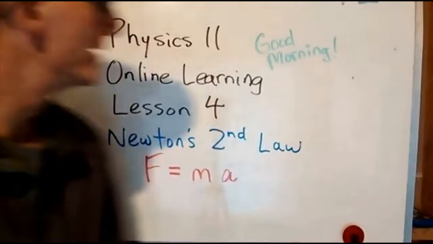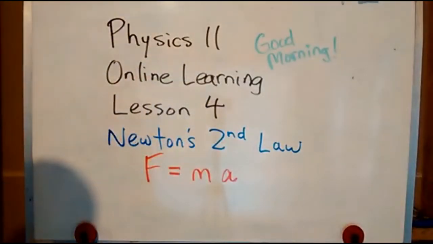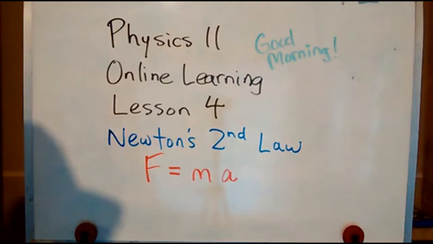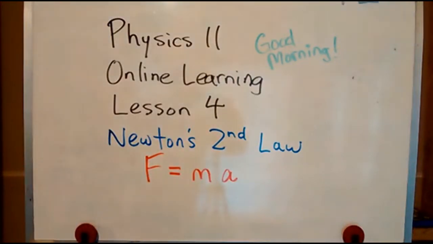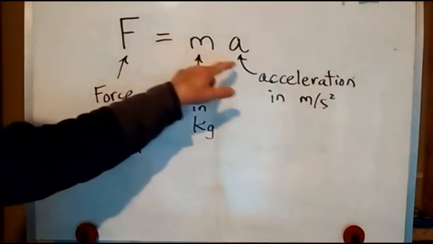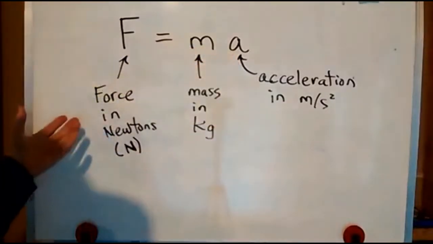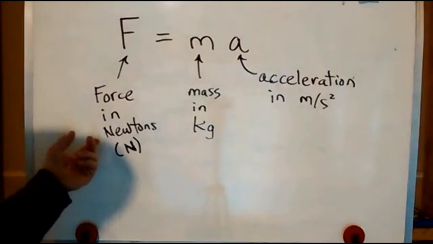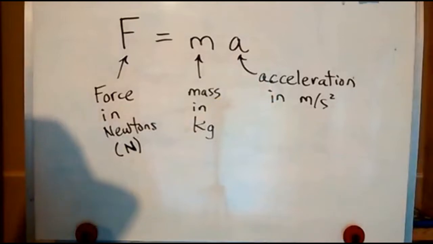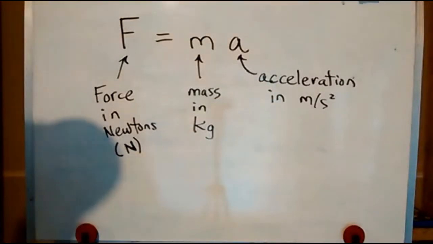It's Mr. Crich, and today we are into lesson 4 of the online learning, Physics 11, and it's about Newton's second law, which of course is F equals ma, or as we'll find out later, F net equals ma. This is the formula for Newton's second law: force equals mass times acceleration. Force, in the metric system, certainly in physics, is in newtons, mass is in kilograms, and acceleration is in meters per second squared, as it was when we were doing kinematics.